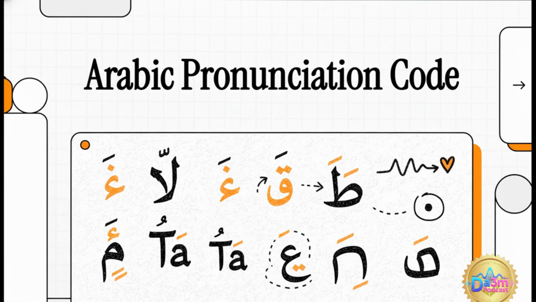Have you ever looked at an Arabic word and just felt completely stumped? It's a super common feeling. I get it. But what if I told you there's a simple, elegant code that basically unlocks the pronunciation of almost any word? Well, today we are cracking that exact code.